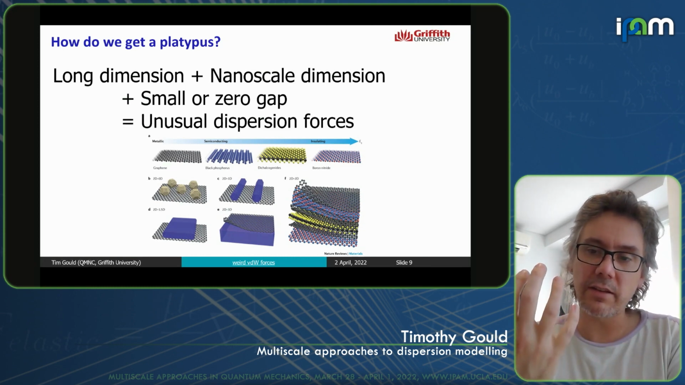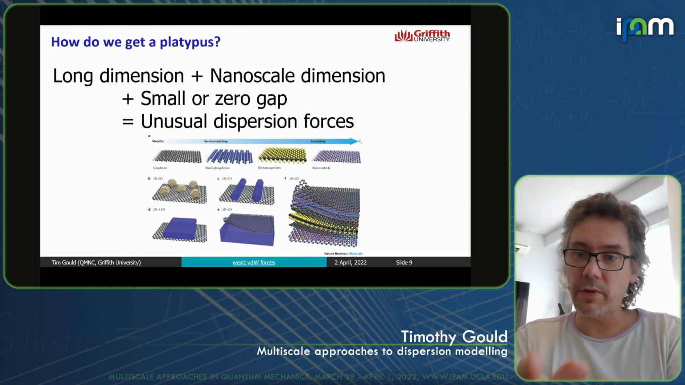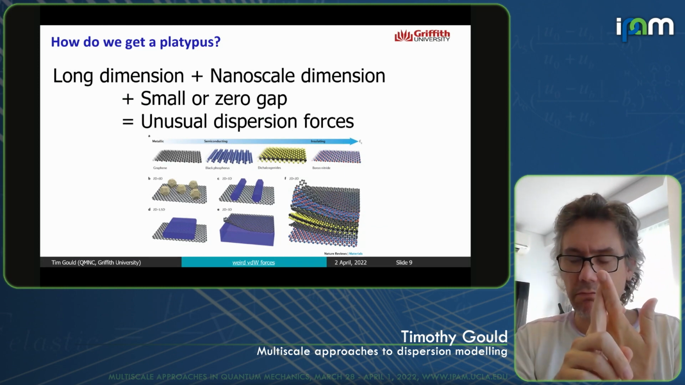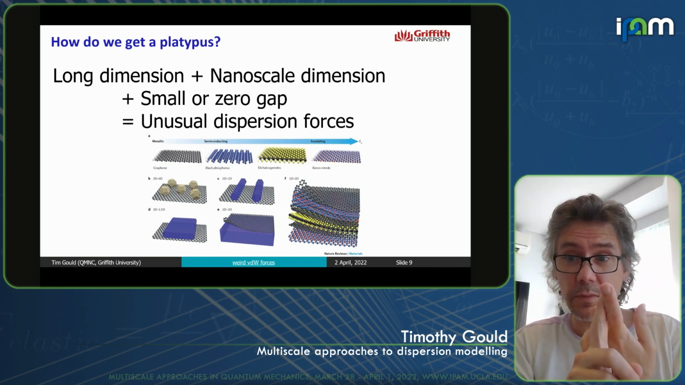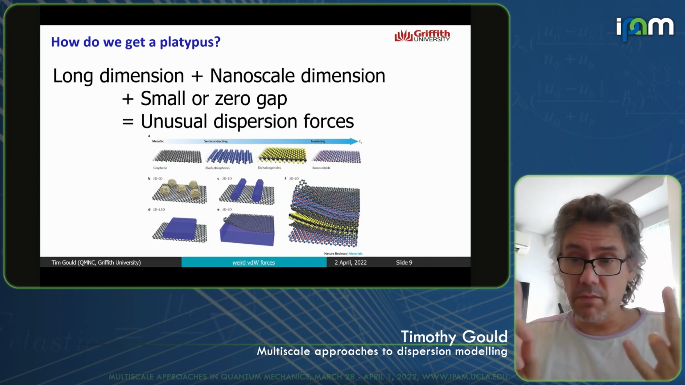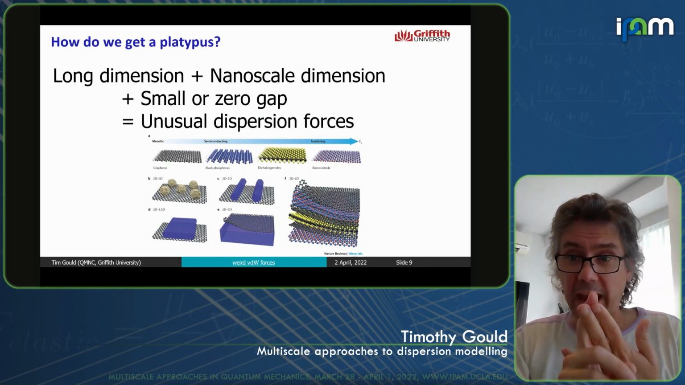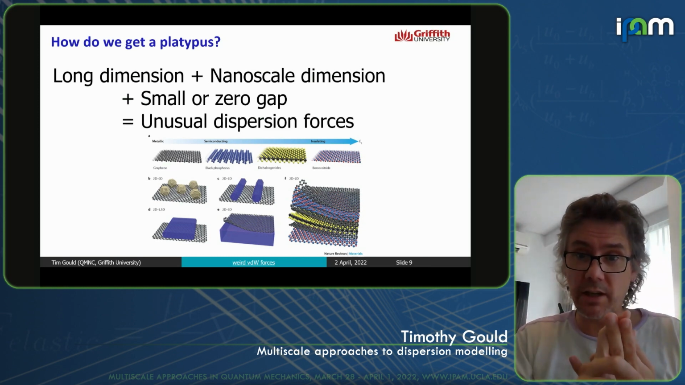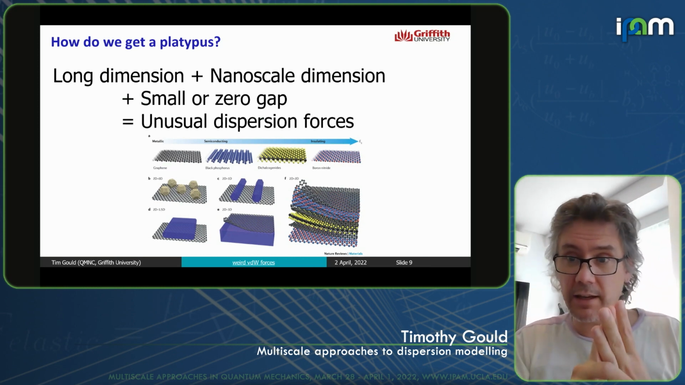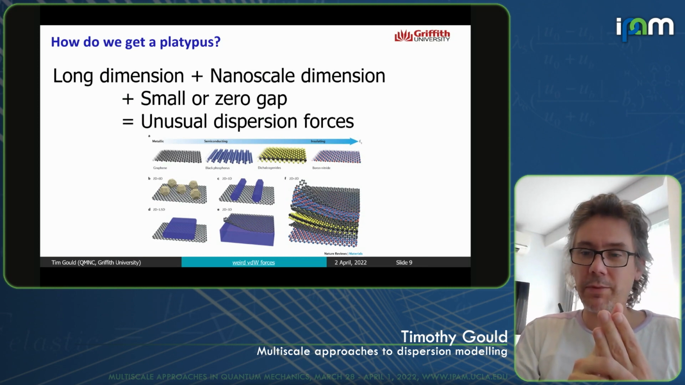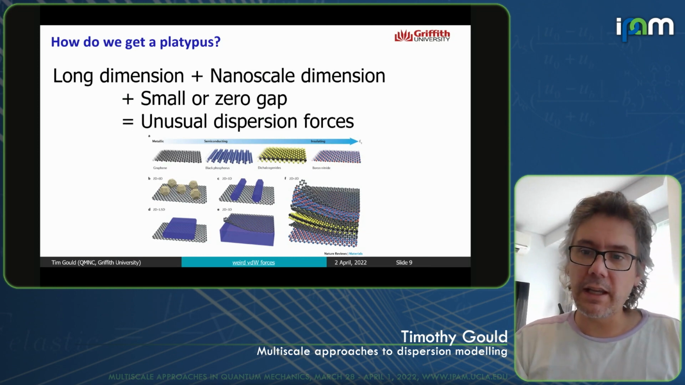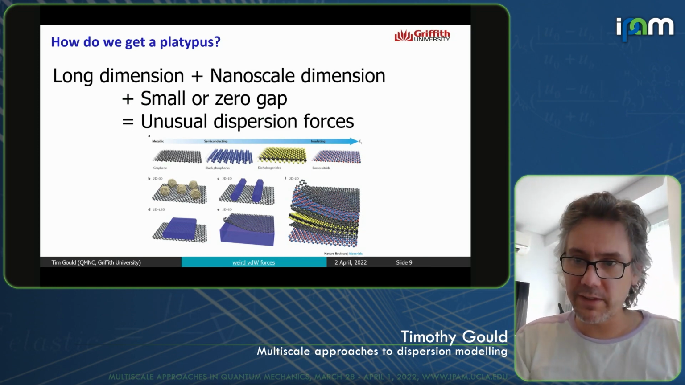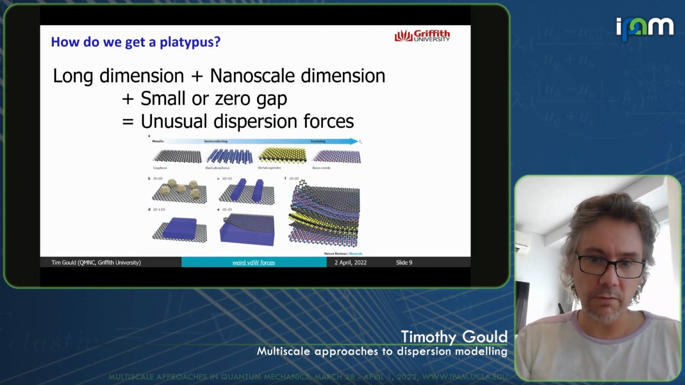So these systems are really important in a dispersion sense because, well, A, most of the binding between things is dispersive. They kind of fizzy-sorb to each other. They have these qualities, long dimension and a nanoscale dimension. And in some cases, especially some of the ones that people are interested in, they have a smaller or zero gap. So suddenly what would essentially be a mathematical quirk starts becoming something which is a bit more relevant.